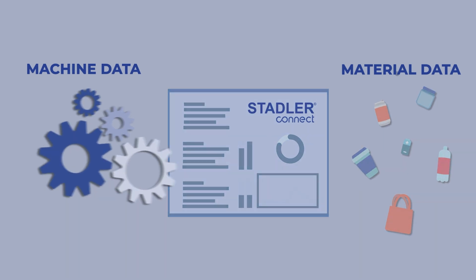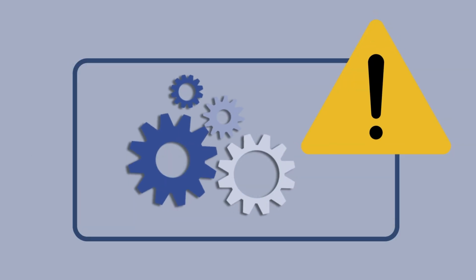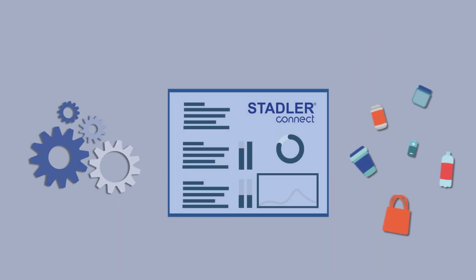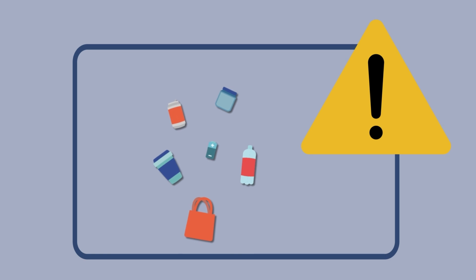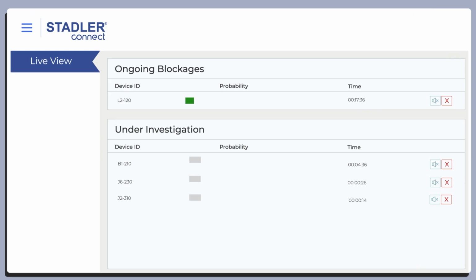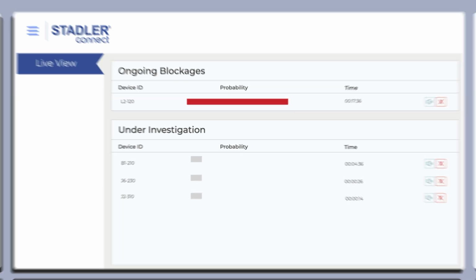On the machine side, prevent issues before they arise with the help of predictive maintenance. Moving to the material side, we keep your plant running smoothly via an automated blockage detection. This way, we maximize the plant's availability and thereby decrease operating costs.